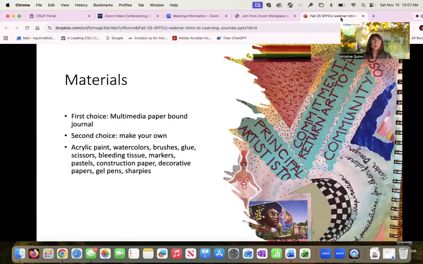I would definitely want acrylic paint. If you are working with younger students, you might want tempera paint. The difference is that acrylic paint is not water soluble and tempera paint is. I would want watercolors. I would want a variety of brushes. I would want some sort of glue, whether that's white Elmer's glue or glue sticks or Mod Podge or acrylic medium, any sort of adhesive.